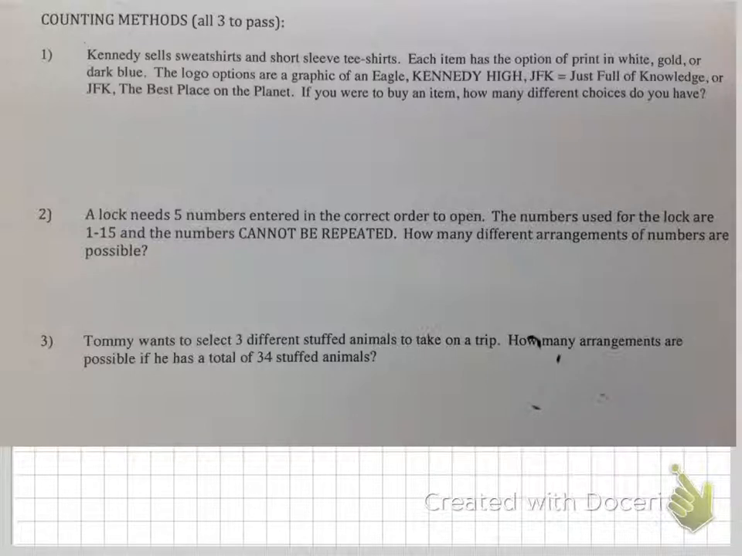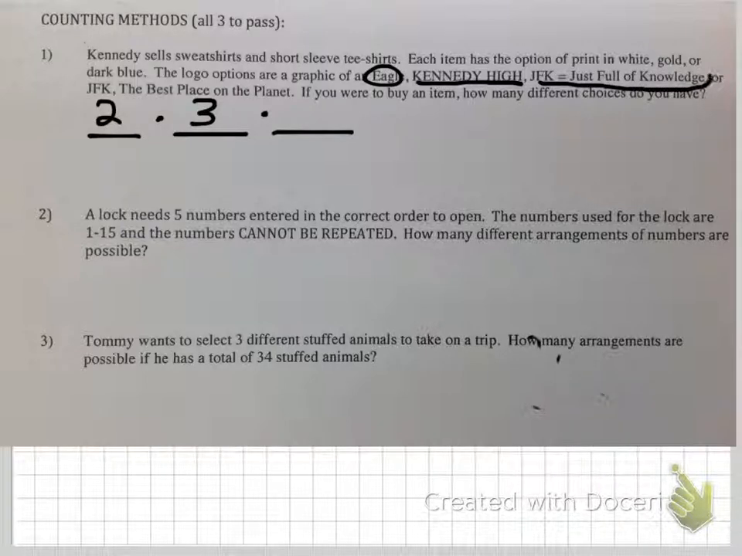So in this problem number 1, I'm going to use the fundamental counting principle because I know that I either have a sweatshirt or short sleeve t-shirts. So my first choice, I have two different options. Remember, we always multiply. My second choice is the print, and I can have the print in white, gold, or dark blue. So I have three options for that. And then my last choice is the graphic. My graphic is either going to be an eagle, Kennedy High, JFK just full of knowledge, or JFK the best place on the planet. So I have four different options there.